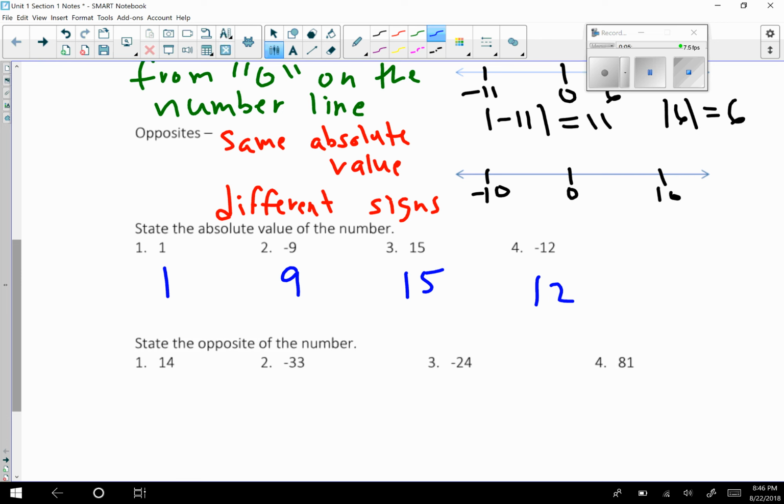Okay. On the next part, we're going to state the opposite. Whatever sign it has to begin with, if it's positive to begin with, when we do the opposite, it's going to be the same number, just negative. If it's negative to start with, when we do the opposite, it's going to be positive. So the opposite of 14 would be negative 14. The opposite of negative 33 would be positive 33. The opposite of negative 24 would be positive 24. And the opposite of 81 would be negative 81.